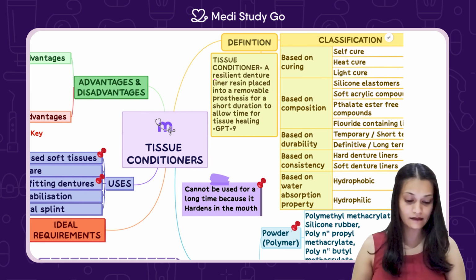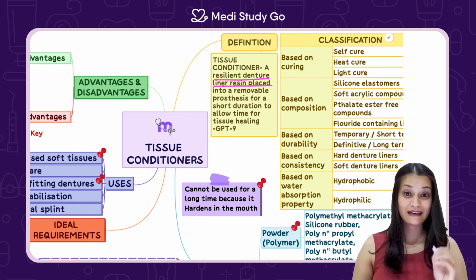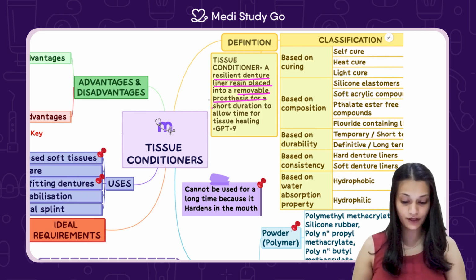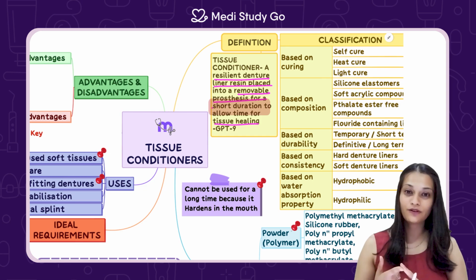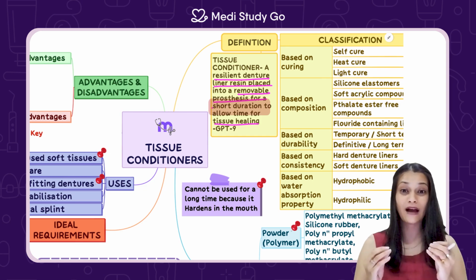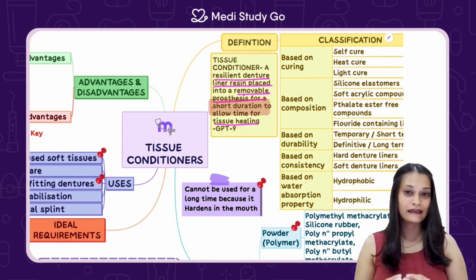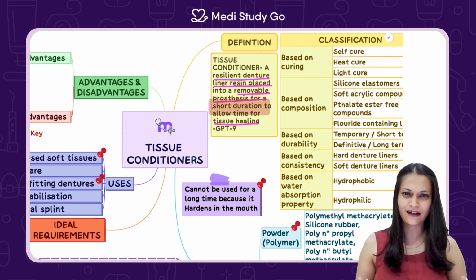It's a resilient denture liner resin that is placed into a removable prosthesis for a short duration. So what's very important is the short duration of time that allows tissue healing. So I understand one thing. It's used for a very short duration of time and it is used to allow my tissues to heal. So the other thing that now comes to my mind is, then why do we actually use a soft liner?